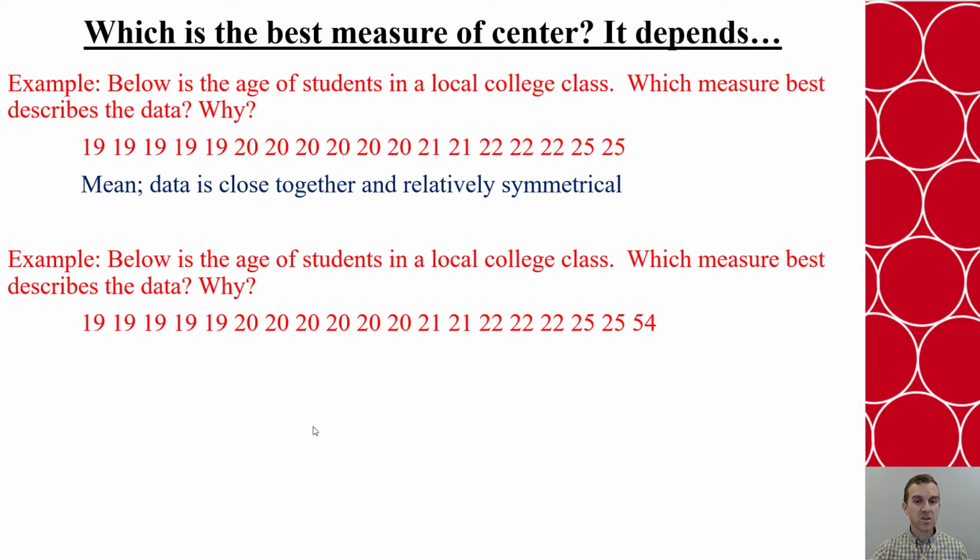Now say we took that same data and there was an older student taking this class as well that was 54. Now, if we think about that age of 54, that is significantly different than the rest of the data. It will skew the mean to a higher value because of how different it is from the rest. And because of that, the median becomes a better measure because it tells us more accurately where the center of our data is.